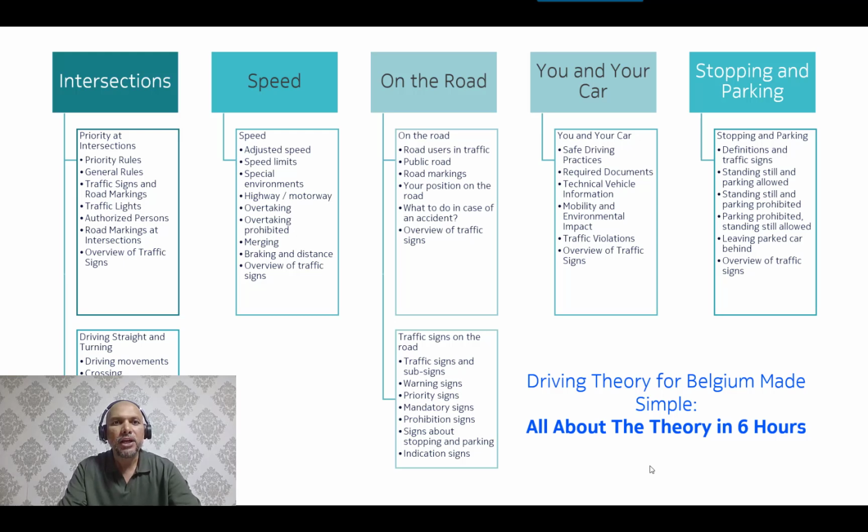So I thought I will make a quick video on the complete theory related to the Belgium driving theory for the Category B license. As you can see, I plan to cover this theory in 6 hours. Basically, it usually takes 2 days to cover the full theory, and you have to sit in the class to follow the theory.